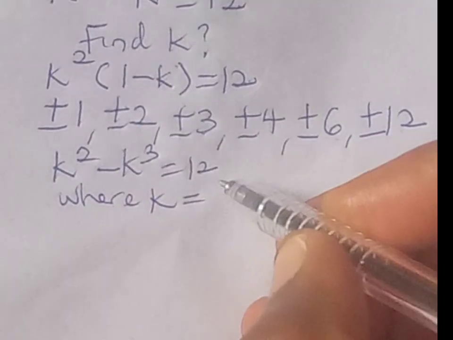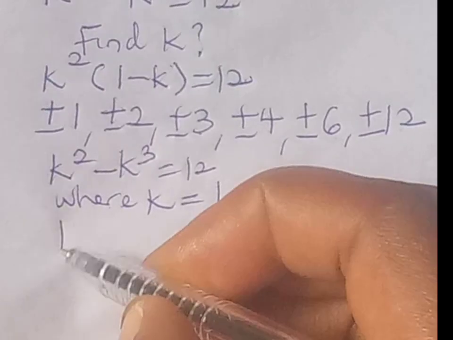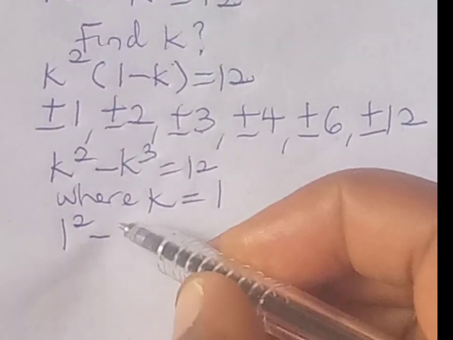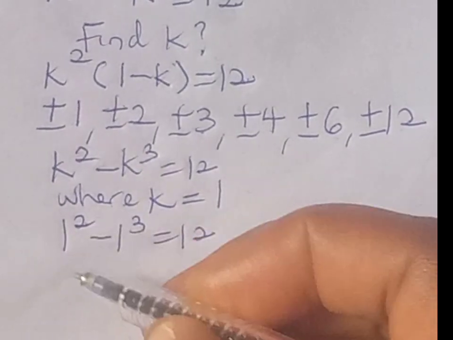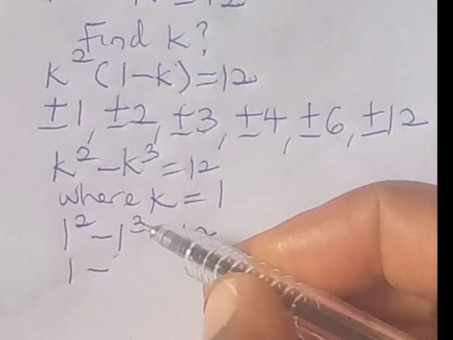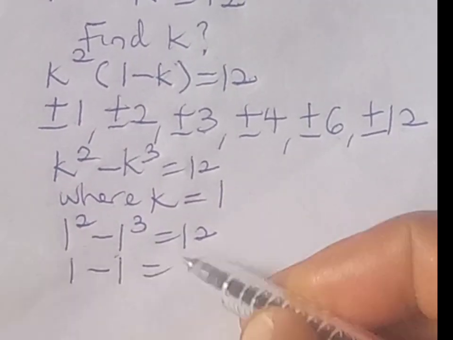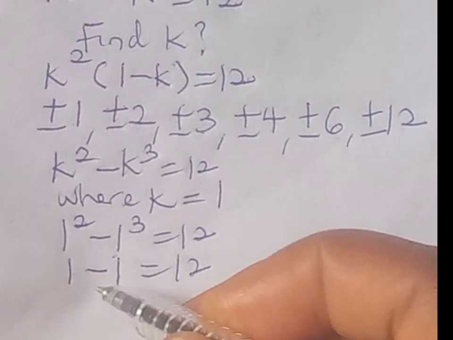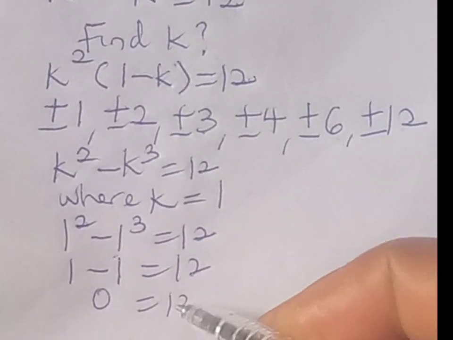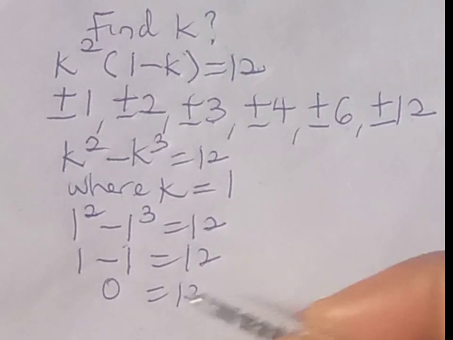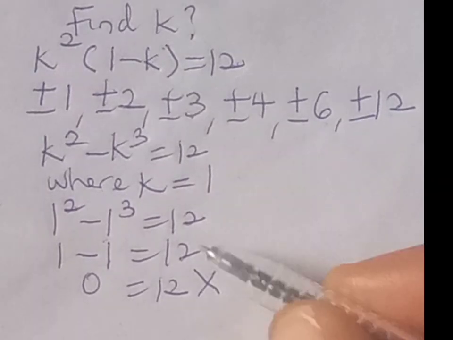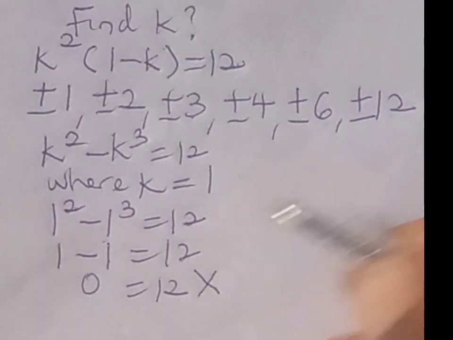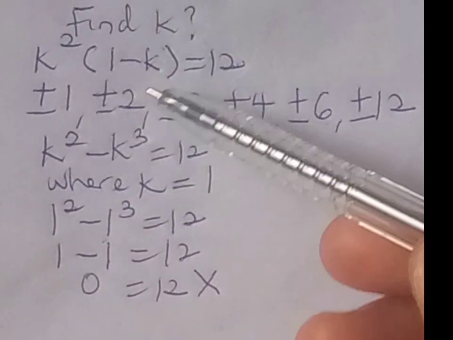Where k equals what? 1. So we have 1 squared minus 1 cubed equals 12. 1 squared will give us 1, minus 1 cubed will give us 1 as well, equals 12. So we have 1 minus 1 is 0 here, and here we have 12. So this integer value of 1 is wrong. It doesn't work for this expression. So let's test another one, which is what?